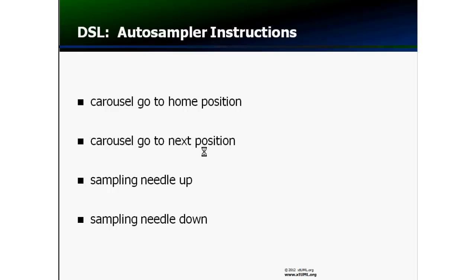The autosampler needs the command to send the carousel to the home position where it would start. It needs an instruction that allows the carousel to move from one position to the next, and a couple more instructions: it needs to move the sampling needle up, and it needs to move the sampling needle down. And hopefully the device is smart enough to move the sampling needle up before it tries to move the carousel to the next position.